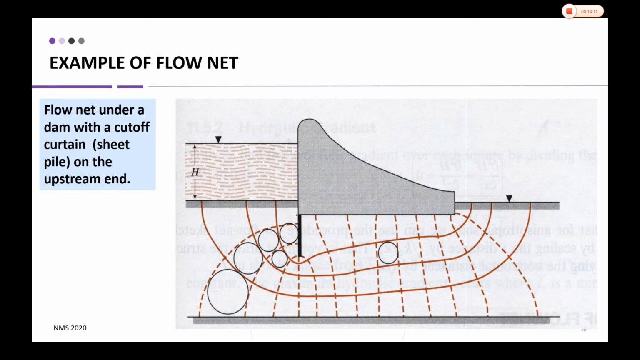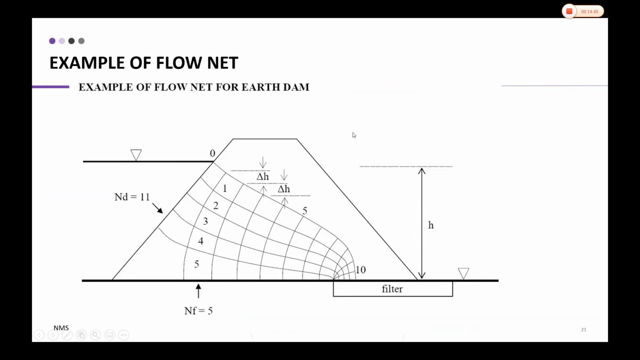And this one is also the flow net under a dam with a cut-off curtain. We have the sheet pile here, and also we have the concrete dam. You can see how they draw the flow net under the sheet pile and then continue under the concrete dam, and how the equipotential line is drawn here. And this is also an example of a flow net for the earth dam, the seepage through the earth dam.